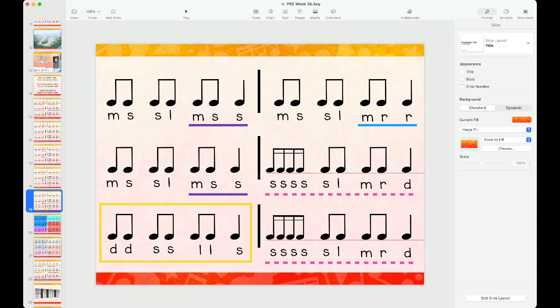So I just put a yellow box around that so that they can completely see that there are some things that are similar and some things that are different. It gives them some ideas and helps them decode the song a little bit to understand even better.